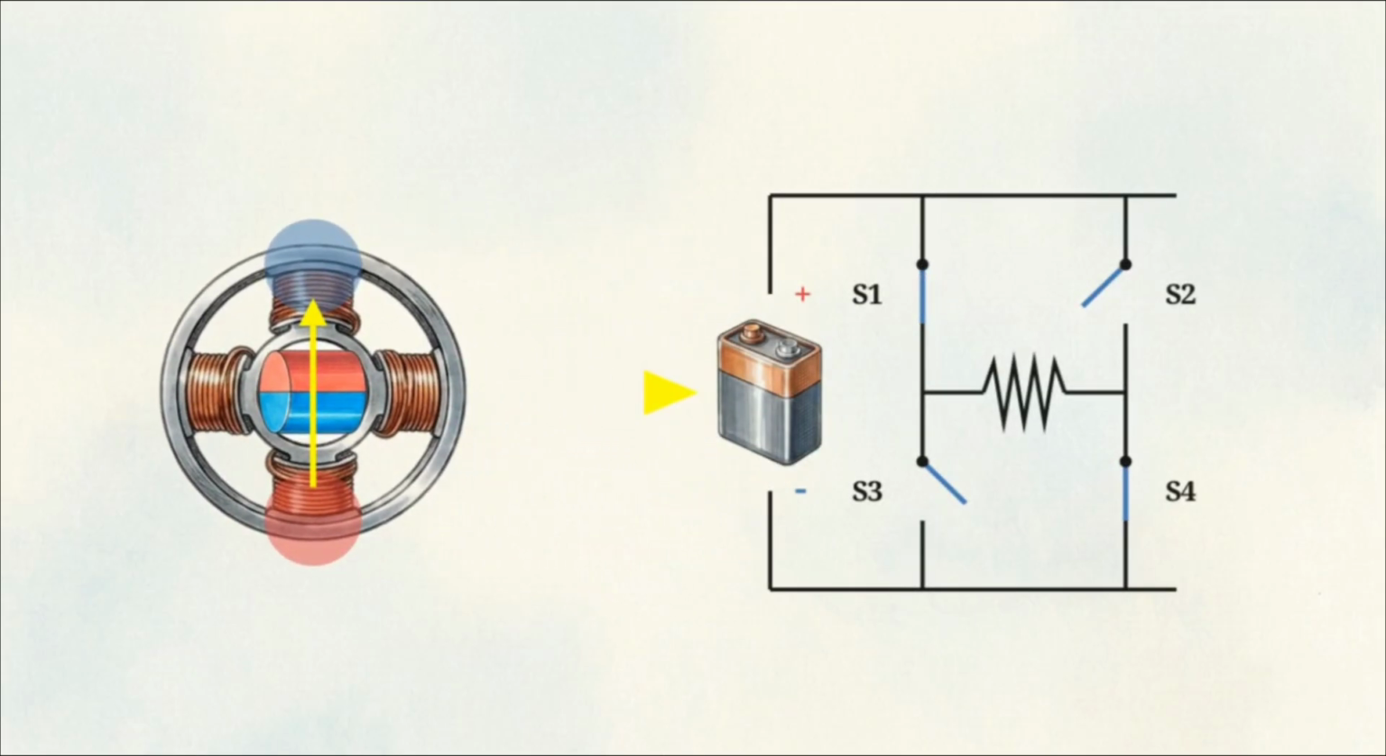To control this sequence, the coils are wired to a driver containing an H-bridge circuit. The H-bridge uses electronic switches to reverse the direction of the electrical current. When the current reverses, the coil's magnetic polarity flips, pulling the rotor exactly to the next position.